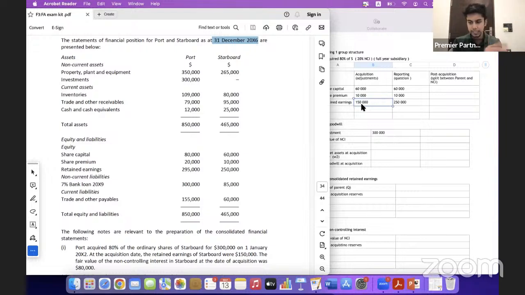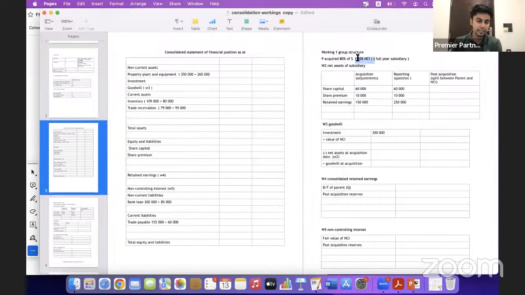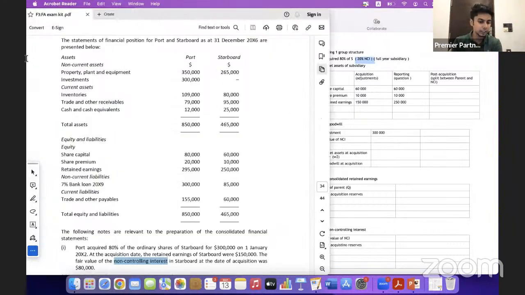Okay, so I'll give you all guys time to clear your doubts. And then, guys, next part. The fair value of the non-controlling interest is 80,000. Guys, in our question, there is a 20% NCI, no? For those people, the value is how much? 80,000. Now, how do we mark that?